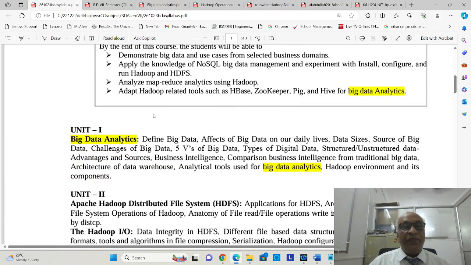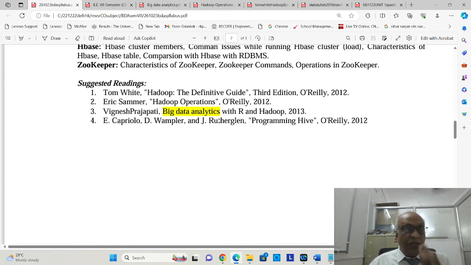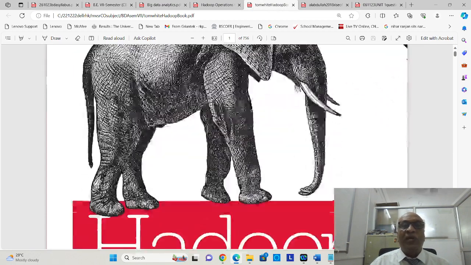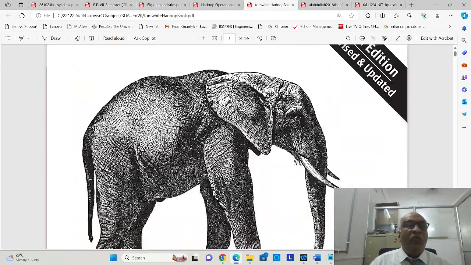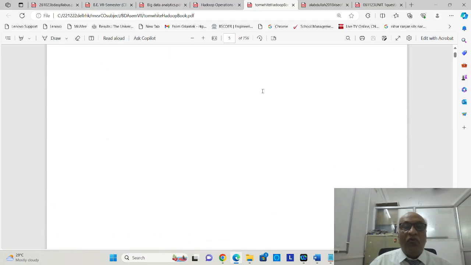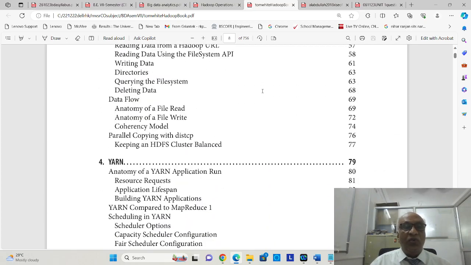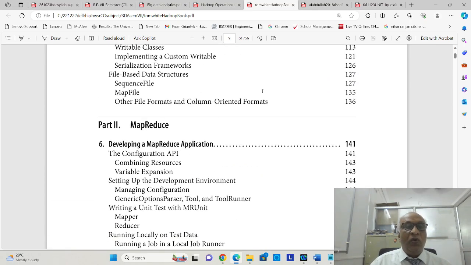We are in Unit 1 and last time we had seen installation of Hadoop on Windows as well as the three modes of Hadoop. If you look at the syllabus textbooks, these are the textbooks. Tom White book. This is the Hadoop textbook by Tom White of O'Reilly, and it focuses entirely on Hadoop MapReduce, Hadoop distributed file system, YARN, Hadoop IO, MapReduce.